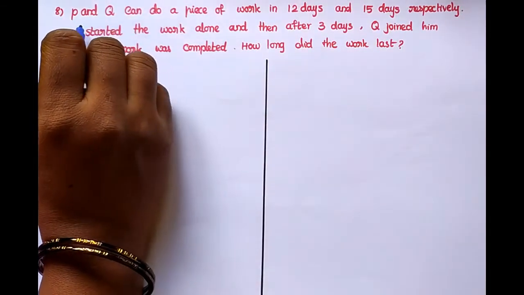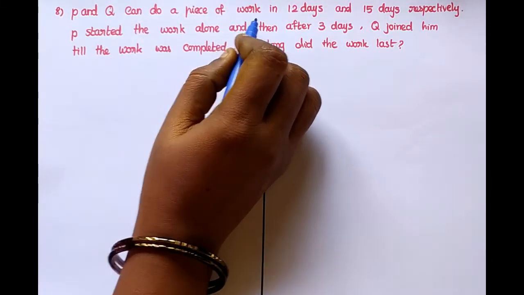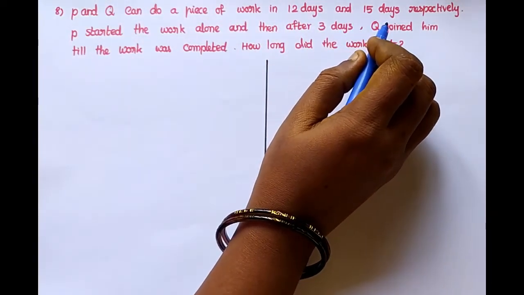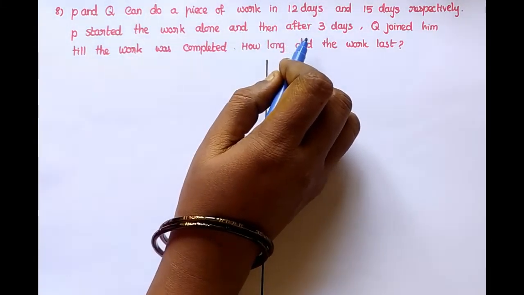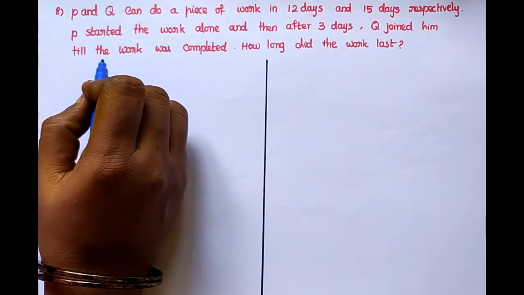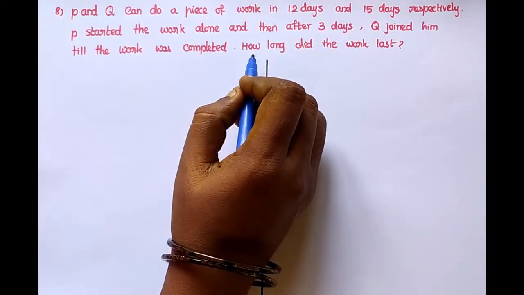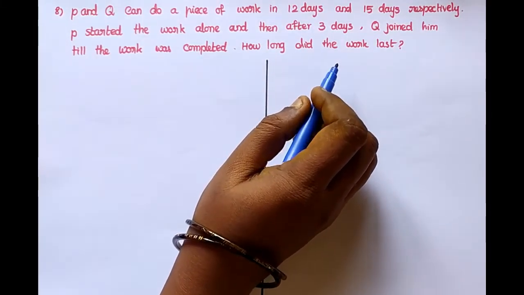8th sum. P and Q can do a piece of work in 12 days and 15 days respectively. P started the work alone and then after 3 days Q joined him till the work was completed. How long did the work last?